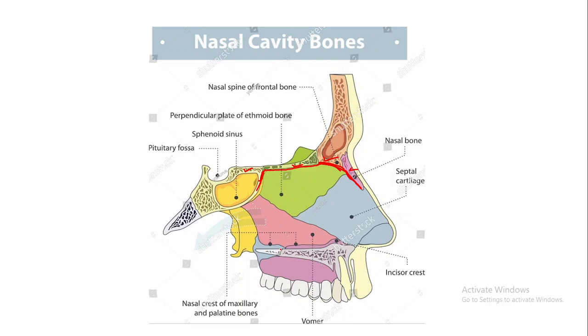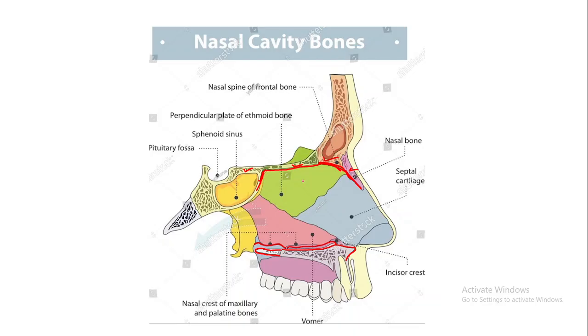First, posteriorly is the palatine bone, and anteriorly this is the maxillary bone. So the floor of the nasal cavity is formed by the palatine process of the maxillary bone and the palatine bone. Floor is formed by these two bones. The medial wall of the nasal cavity is the nasal septum.